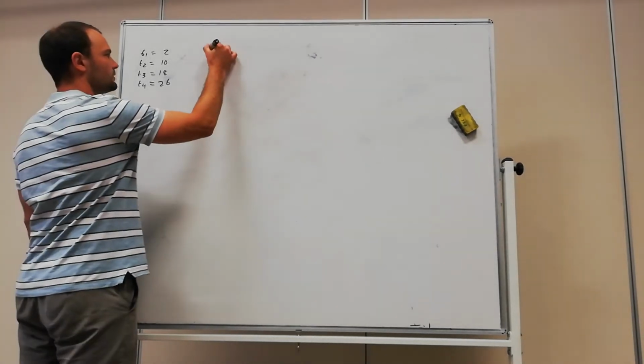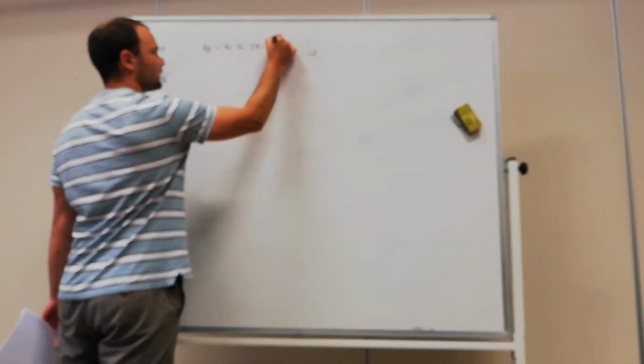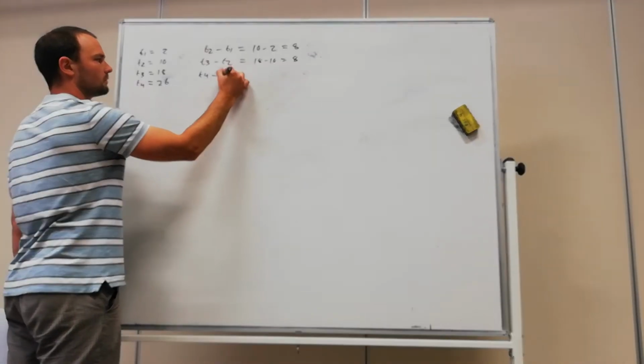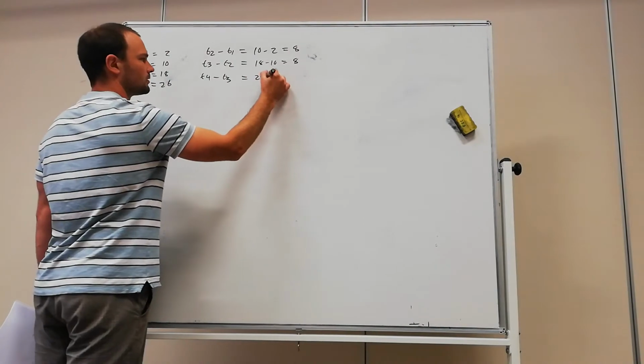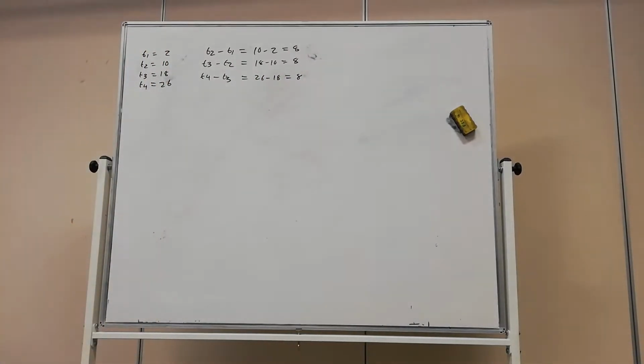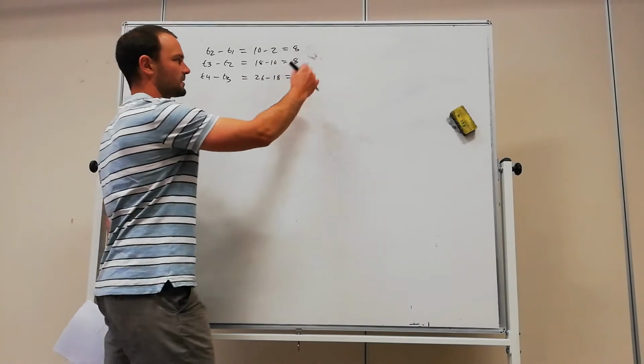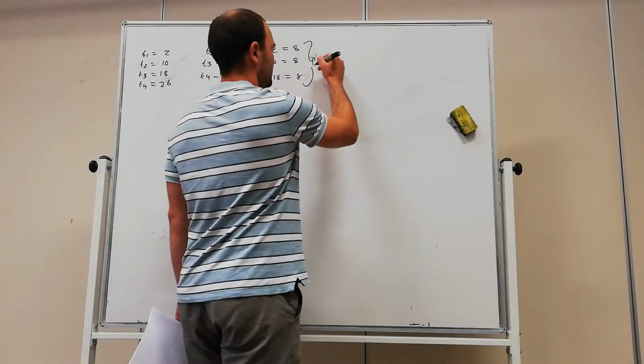So if I do term 2 take term 1, that's going to be 10 take 2, which is 8. Term 3 take term 2 is 18 take 10. So it doesn't matter where we are on the sequence. The difference between successive terms is always 8. So let's articulate that.